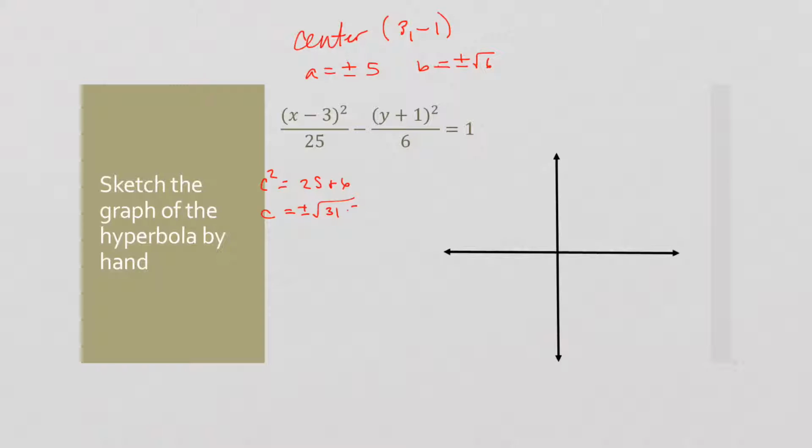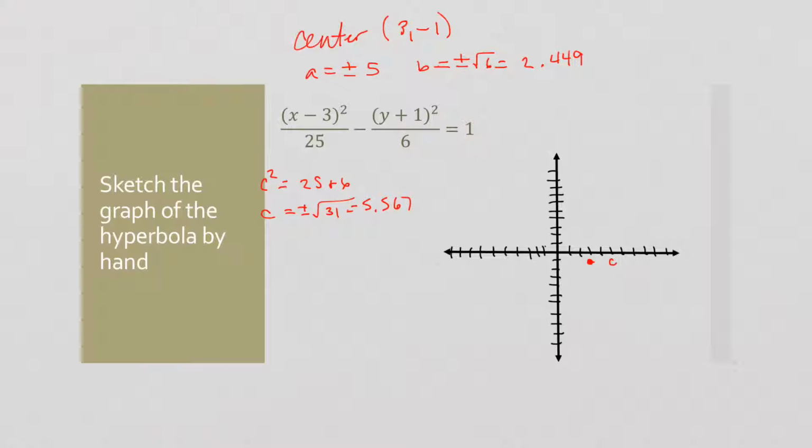So C is about 5.567, and B is 2.449. Remember, that's plus or minus. So now that we have all of our information, we need to plot our points, our foci, our vertices, and our center. So first thing, plot our center, over 3, down 1. This is our center. From there, we need to count our A. That's going to be plus or minus 5.